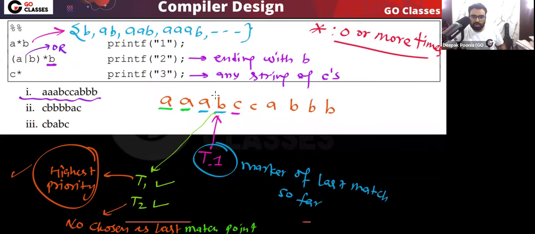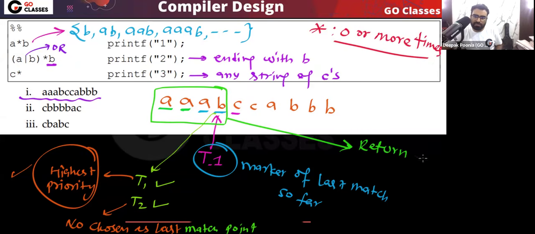And when you go to the last match point, for this you will generate a token. So finally, we will return token 1. Okay, I hope you understood. Now again, we will restart from here. Is this point clear? Tell me. Now, what we will do, we will restart from here. Now, here you restart.